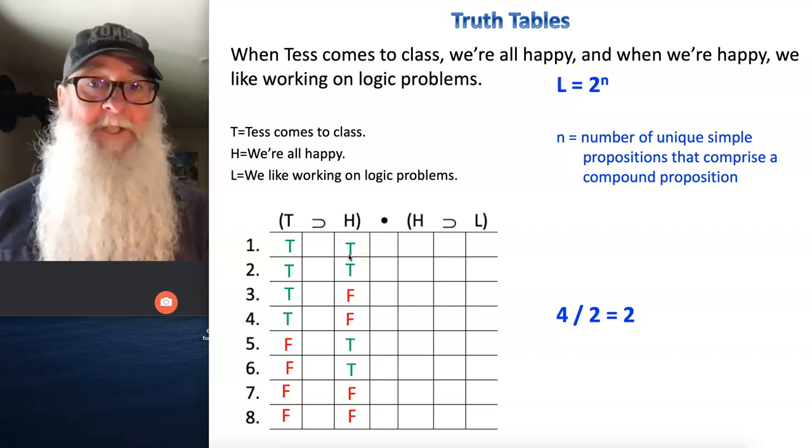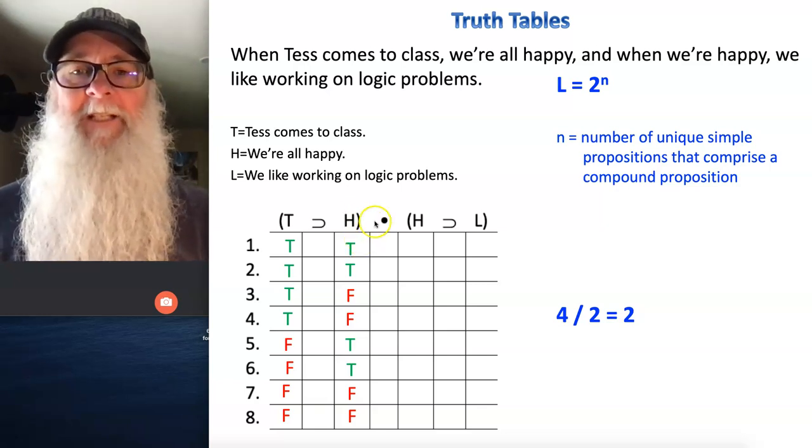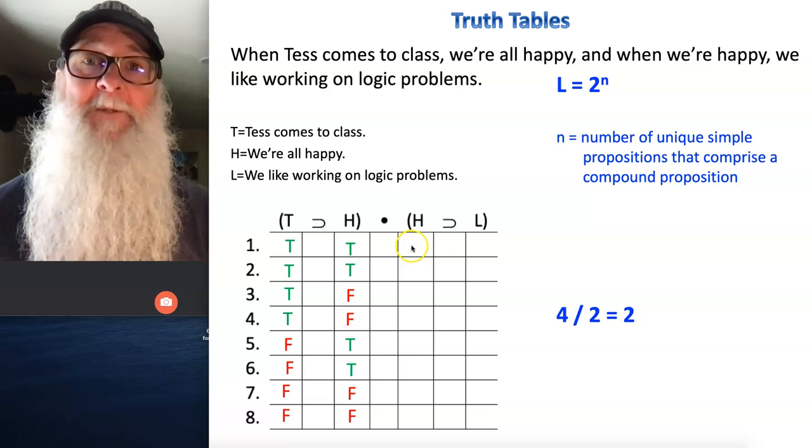Now, one thing I want to make sure I do, and this is super important: on every line where I have to fill in a truth value for H, I want to make sure that the truth values match, right?